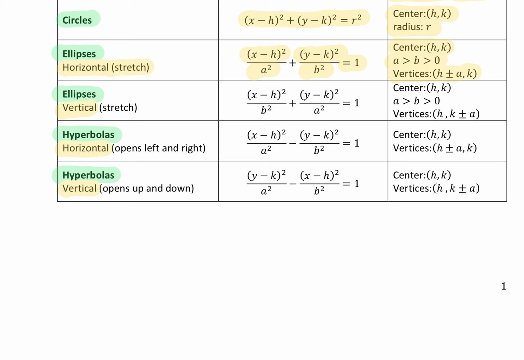But if you do have an ellipse that has a vertical stretch, that means the largest denominator is under the y. The smallest denominator is under the x, equal to 1. So the center is still (h, k), a greater than b, both positive, but since the largest denominator is under the y and it stretches out vertically, when we find our vertices, we're changing the y value, adding and subtracting that a value. So it's (h, k plus and minus a).